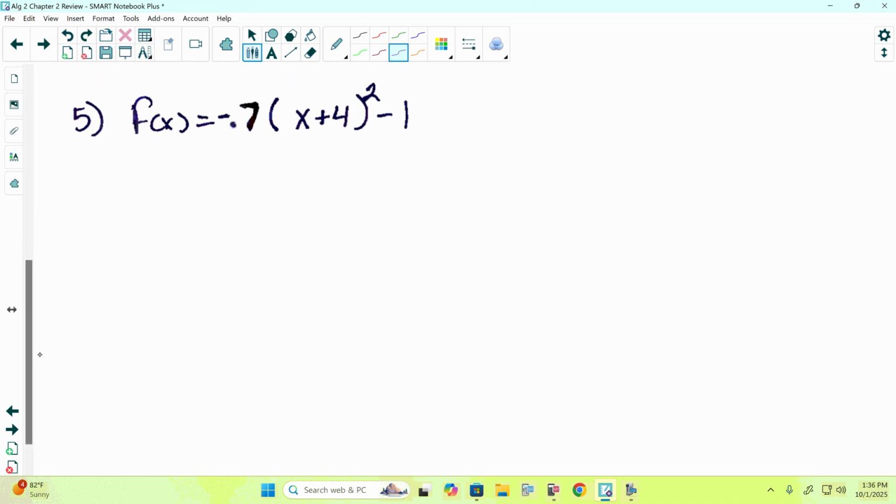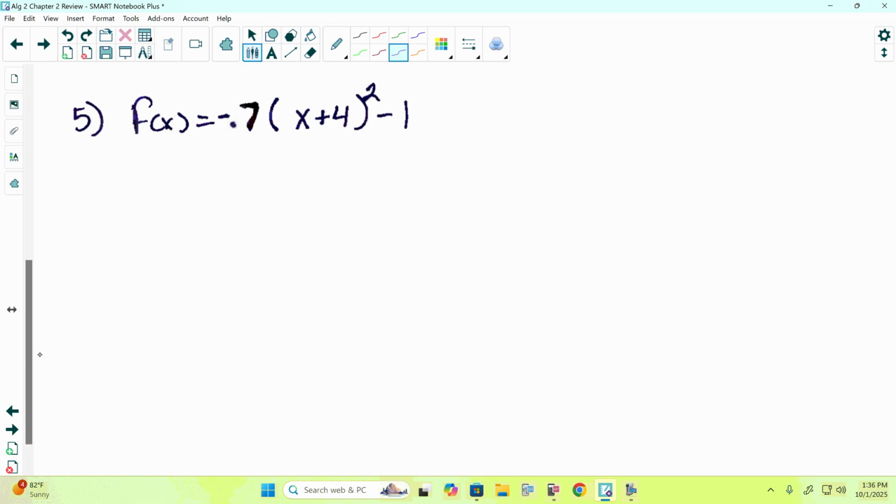All right, guys, we're starting. The first thing we're looking at is problems 1 through 5. 1 through 5 is our transformations. We want to describe the transformations that have been applied to the function.